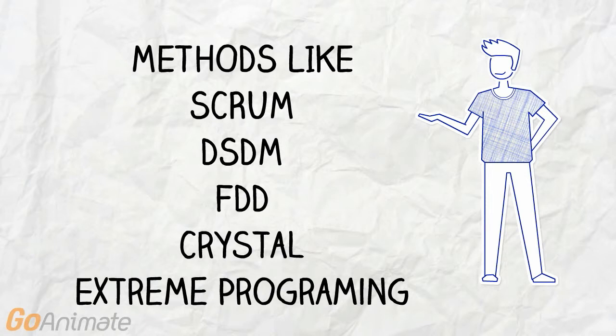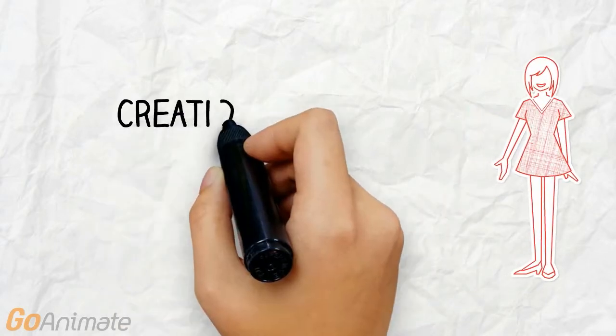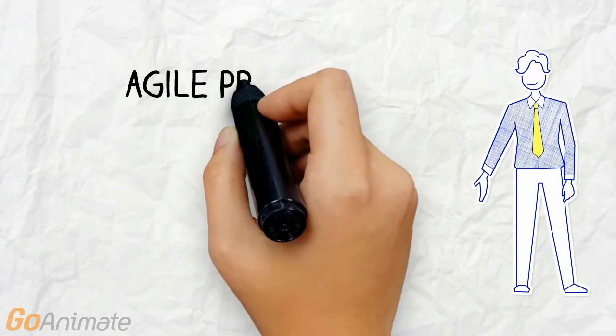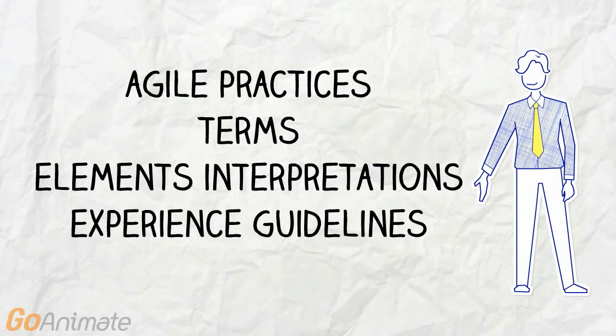In 2001, a team of leaders got together in Snowbird, Utah to discuss development methods. As part of this meeting, they came up with the term Agile and proceeded to write the Agile Manifesto. In 2011, the same group created a guide to Agile practices. This included Agile practices, terms, elements, interpretations, and experience guidelines.